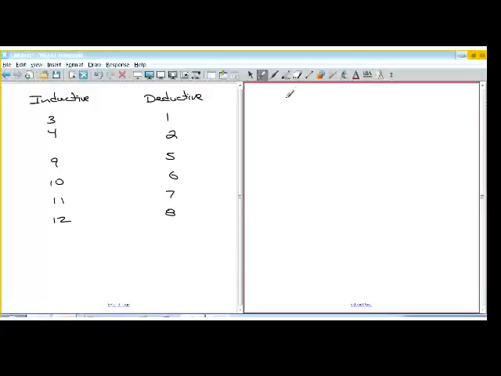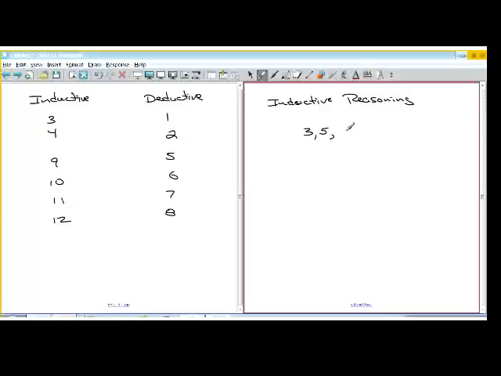Okay, the second kind of problem is to use inductive reasoning to predict the next number in a sequence. Remember, there were two kinds of sequences, arithmetic and geometric, even though you don't need to use that in coming up with the next term. So I'm just going to make something up here.